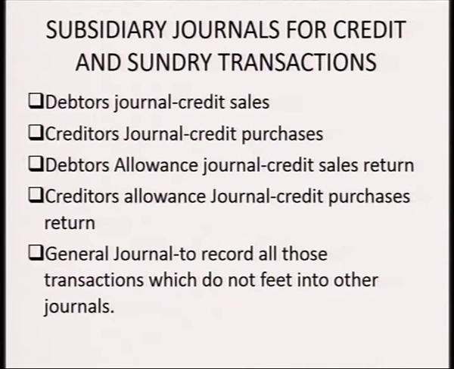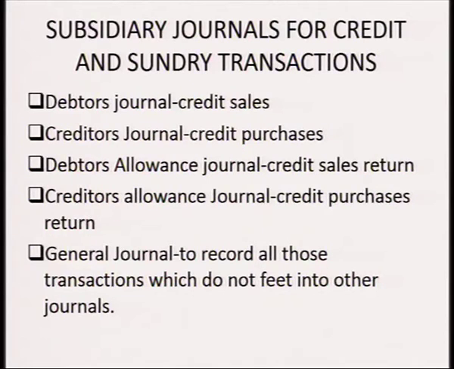And the general journal. We mentioned that cash receipts and payments are recorded in the cash book, and small cash amounts are recorded in the petty cash, while credit sales, credit purchases, and credit allowance returns for both sales and purchases are recorded in their separate accounts.